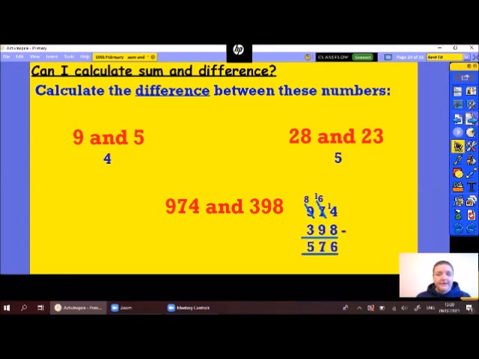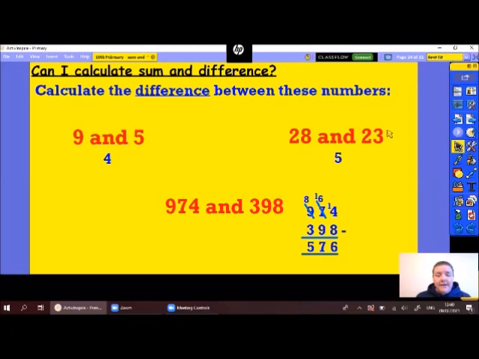Let's have a look. So the difference between 9 and 5 is 4. If I had a tower of 9 and a tower of 5, I would need to put 4 more onto the 5, or take 4 away from the 9, to make them the same. The difference between 28 and 23, again, is 5. And we'd say that the same even if these numbers were the other way round. So if this said 23 and 28, you wouldn't do 23 take away 28. You always start with the bigger number when you're subtracting.